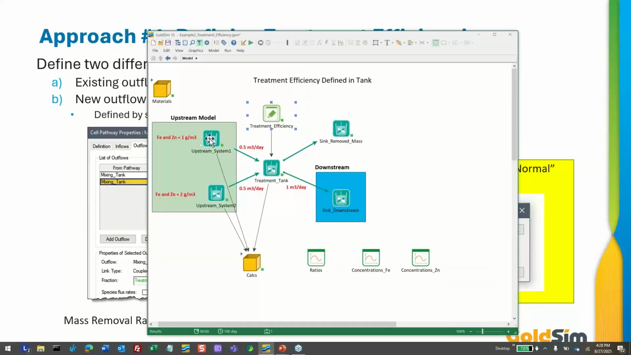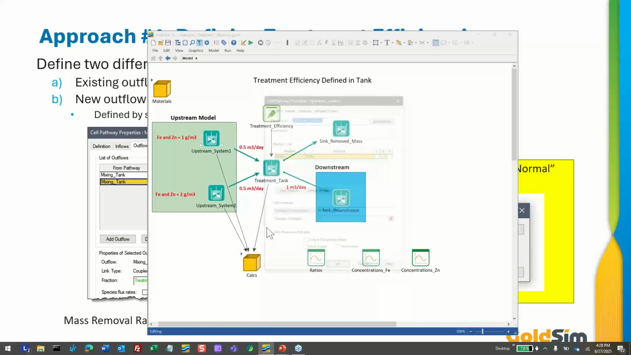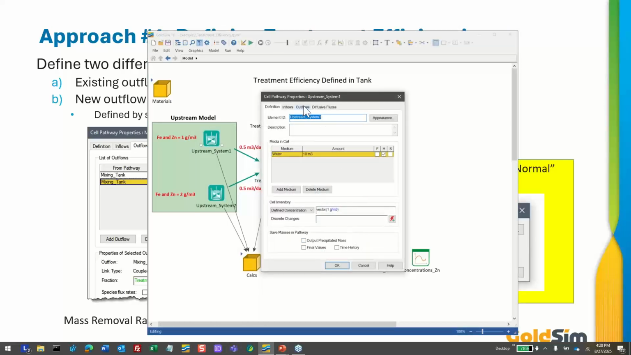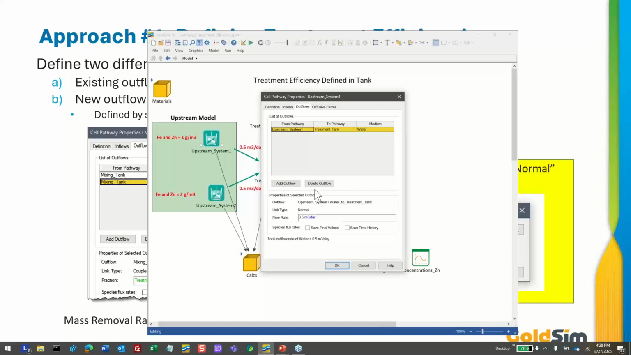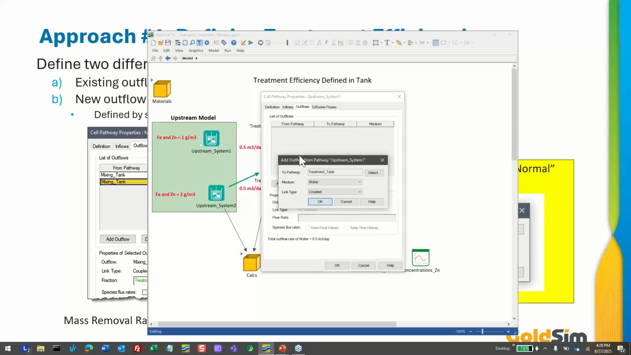This is my original inflow into the system, and I have an outflow from this upstream to the treatment tank of 0.5. I'm going to delete that and recreate it. Usually, when you create a flow rate, I want to go into my treatment tank. It's an advective link into the treatment tank. The default link says coupled. If you leave this as coupled, this water will not be treated.